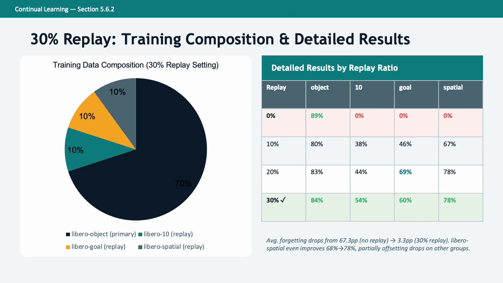This table shows the performance of all task groups under different replay settings. Without replay, the model performed well on the new object task but completely forgot the earlier tasks. As replay was increased, retention improved significantly across all previous task groups. The 30% replay setting produced the most balanced outcome overall, maintaining strong performance on the new task while preserving a substantial amount of previously learned knowledge. For this reason, we selected 30% replay as our best performing continual learning configuration.